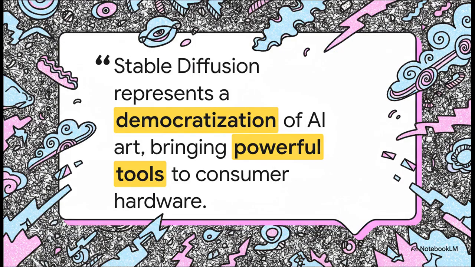And this quote really nails it. Stable Diffusion represents a democratization of AI art generation. What that means is this isn't just some technical thing happening in a lab somewhere. It's a fundamental shift in who gets to be creative. These tools that used to need supercomputers can now run on a regular gaming PC, opening the door for millions of new artists and creators around the world.